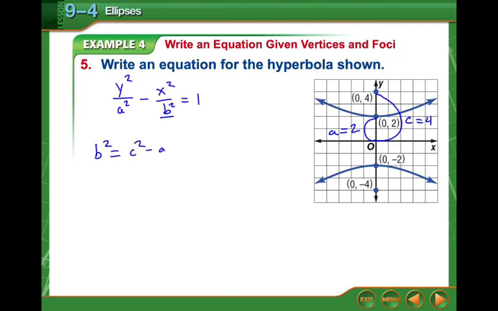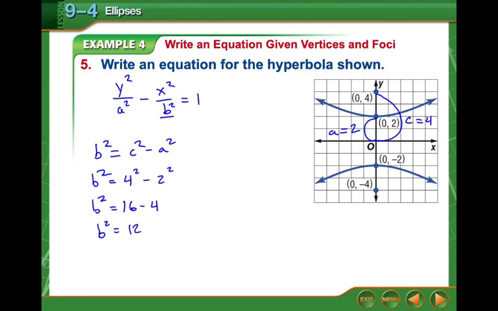C squared minus a squared. There we go. It's the rewritten form of the Pythagorean Theorem. So b squared is going to be equal to, we just said c is 4, so 4 squared, minus a, which we said is 2, 2 squared. 4 squared is 16, 2 squared is 4, so b squared is 12.